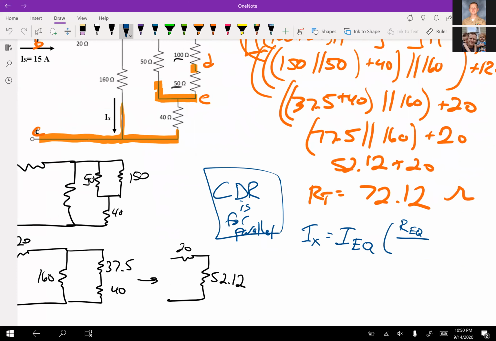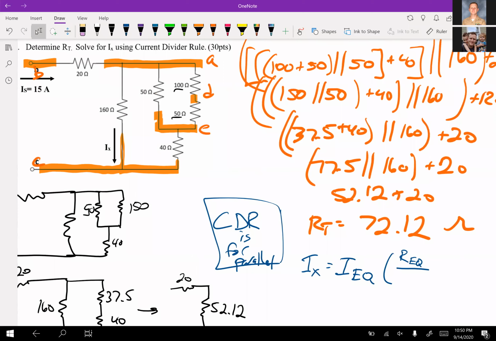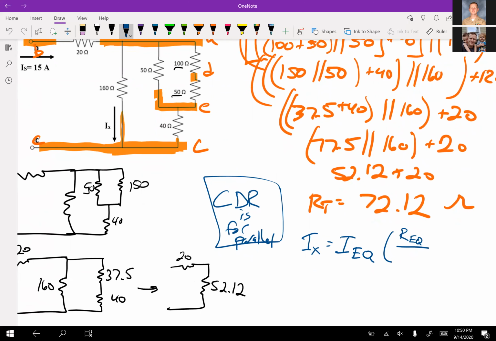That's a key thing, because what is in parallel here? Look, it's after the 20 ohm resistor. Node A, up top here, is where it divides. The current divides there into the parallel resistors and it rejoins down here in node C. So between A and C is where the dividing happens. So whenever I'm looking at my REQ, I'm only going to take the 52.12 from right here, because that is the R equivalent between the node of dividing and the node of rejoining.